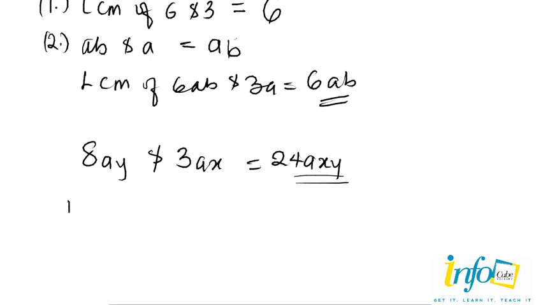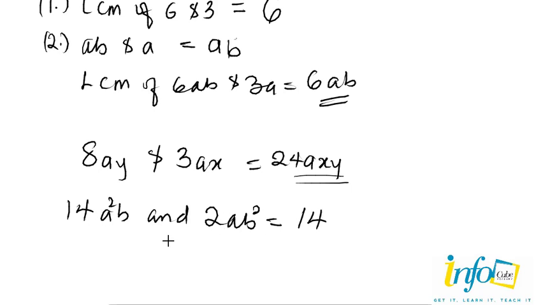Another question is this: 14a square b and 2ab square. Now in this case, LCM of 14 and 2 is 14. Now coming to the alphabet, if you check very well, I have a square here and I have a. I have b and I have b square.